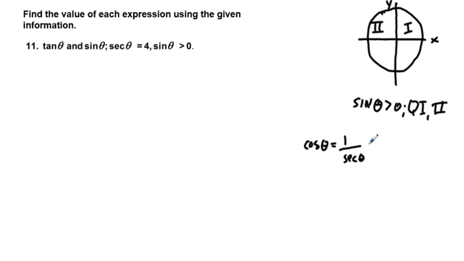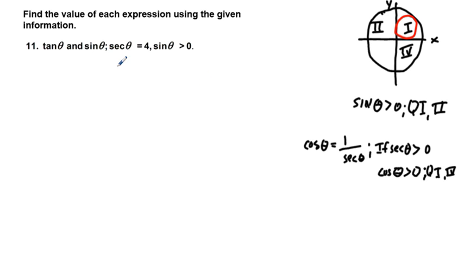So if secant theta is greater than 0, cosine theta is also greater than 0, which means we have quadrants 1 and 4. Quadrant 1, 4. So here's quadrant 4 in the lower right. And the thing we have in common between these two sets here is quadrant 1. So all trigonometric ratios are positive in quadrant 1.